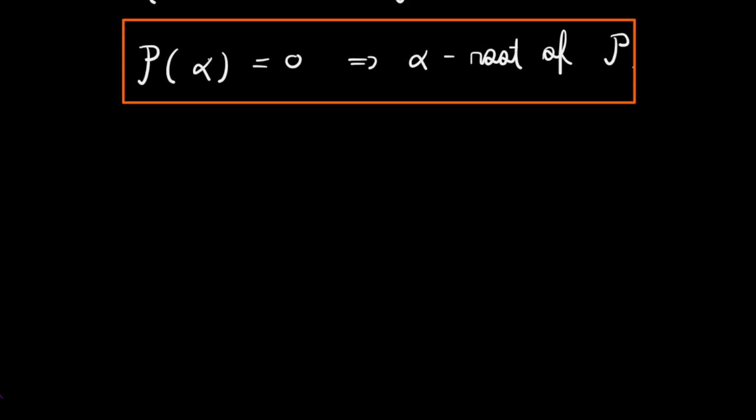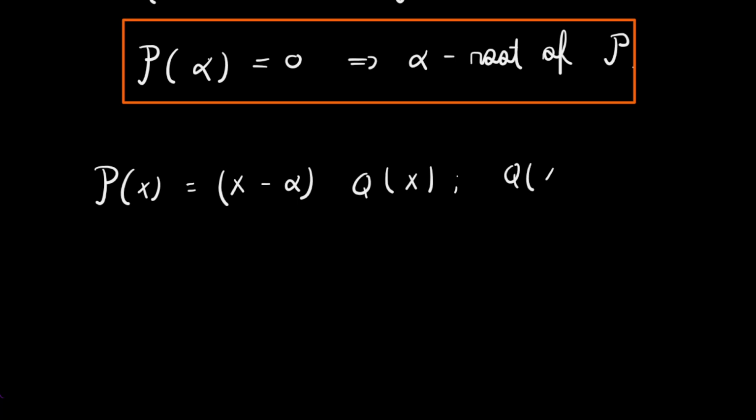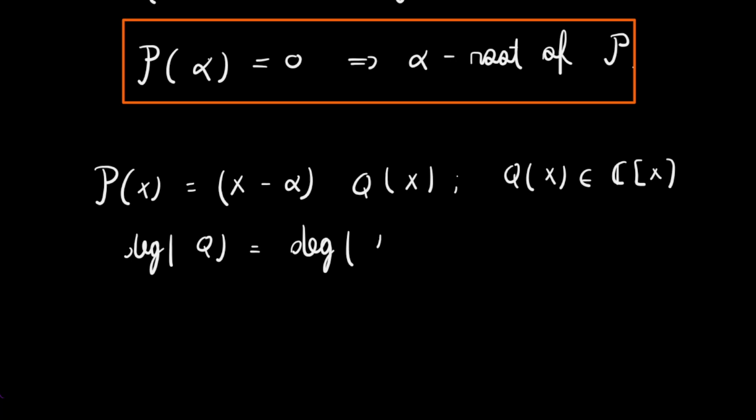So what does that mean for the factorization of a polynomial? We have that p of x is something like x minus alpha times q of x. So we can divide exactly the polynomial p by the polynomial of degree 1, x minus alpha. Here q of x is from C[x], and also the degree of q is the degree of p minus 1.